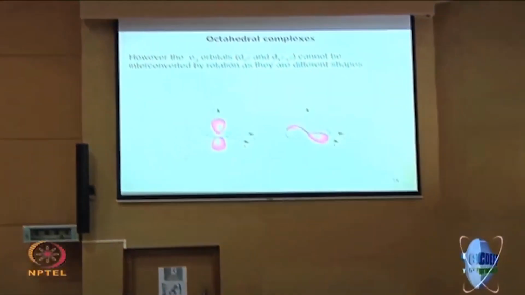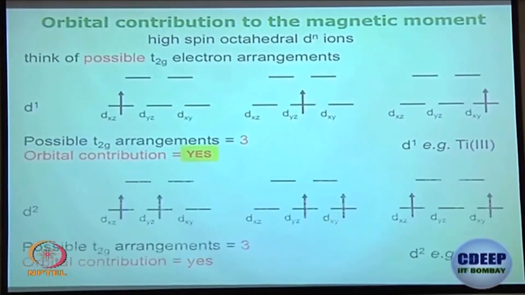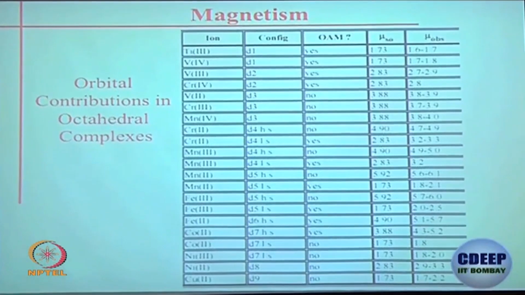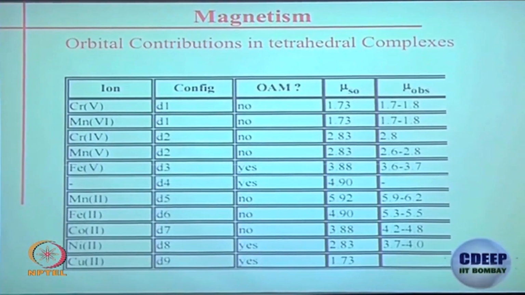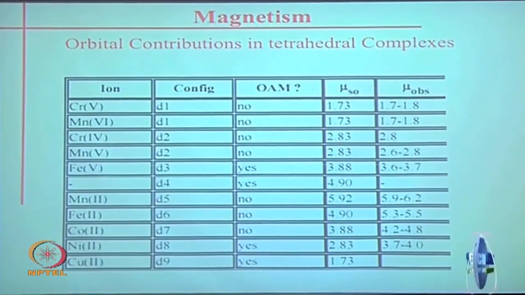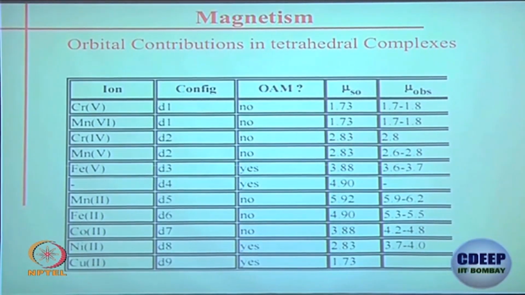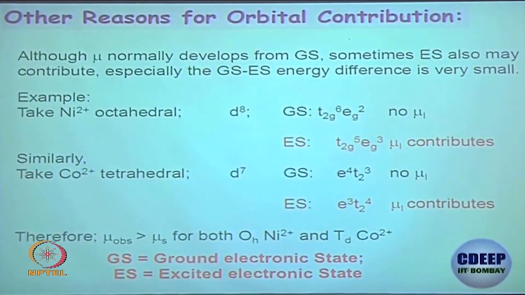We have dz2 and dx2-y2, which are not interconvertible, and we started saying that for d2, these are the values, and then we are saying that these are the orbital contribution, whether possible or not. Yes or no answer. Now the same way it is true for tetrahedral complexes. You can find out whether it is there or not. If there is any discrepancy, then just let me know. I think this is from the book directly.